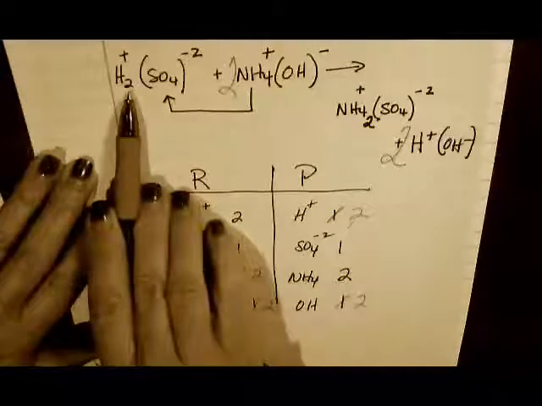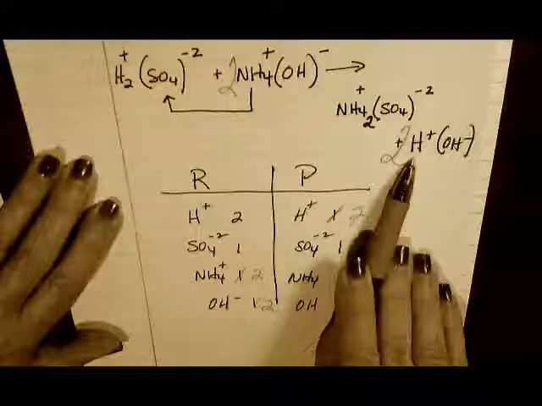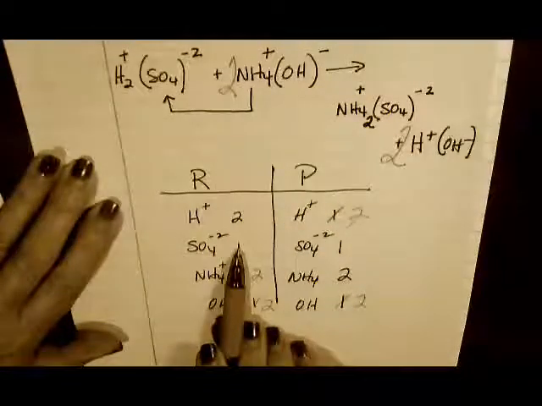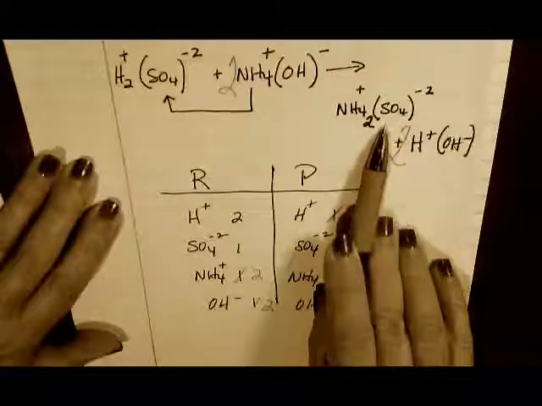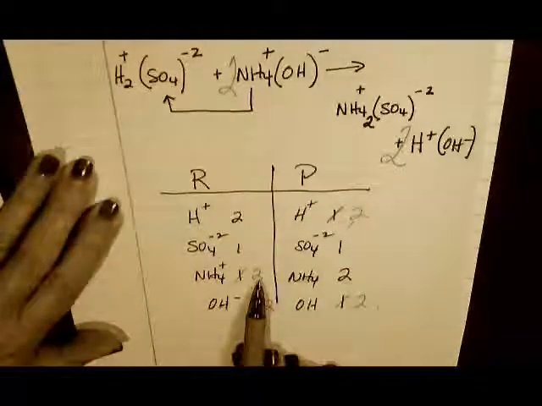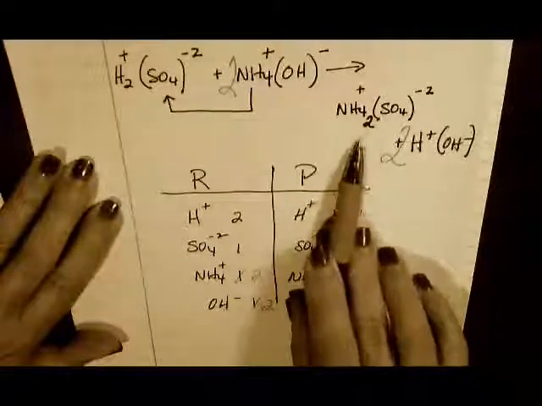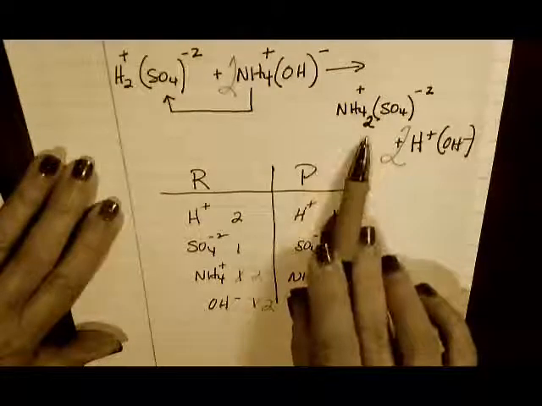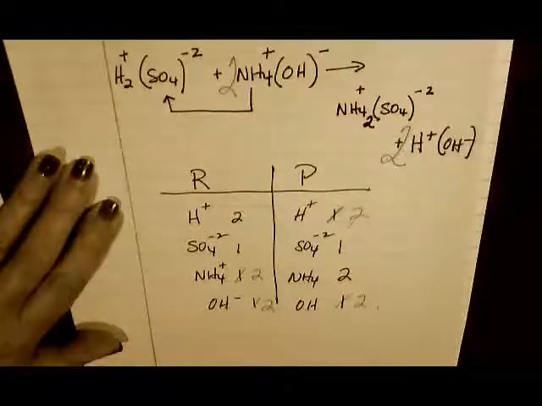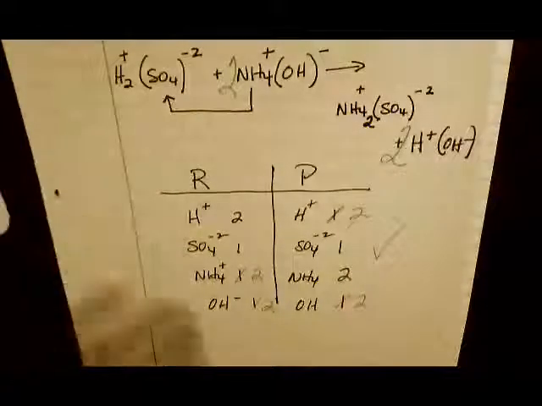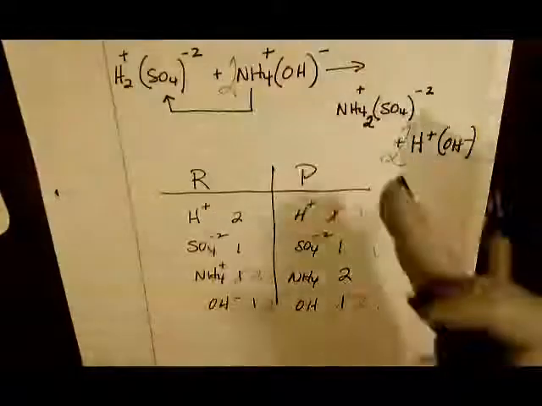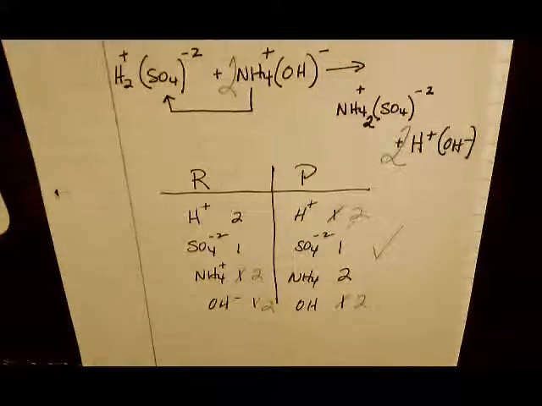Balanced. 2 H's, 2 H's. SO4, 1. SO4, 1. Ammonium's 2. Ammonium's 2. See, if you don't write that salt correctly, that's where you'll get jammed. And then hydroxides are good. Balanced. Following the law of conservation of matter and energy. Acid plus a base is a salt plus water, double replacement.